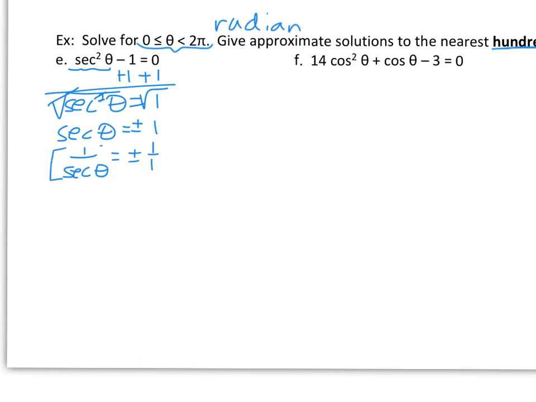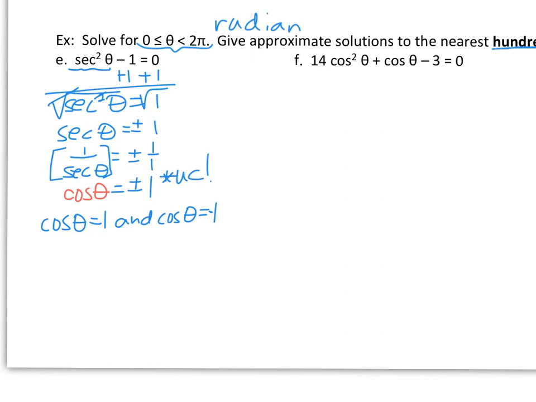Now, 1 over secant theta is going to be the reciprocal for cosine theta. And the nice thing about the other side is that 1 divided by 1 just equals plus or minus 1. But this is unit circle friendly. So as we think about solving for theta, we have to split this apart and set cosine equal to positive 1 and cosine equal to negative 1. Both of those rules will apply.